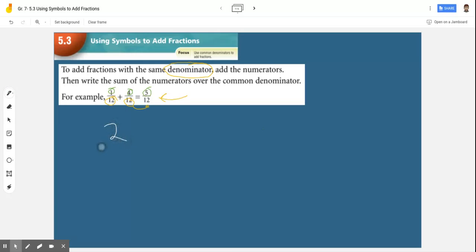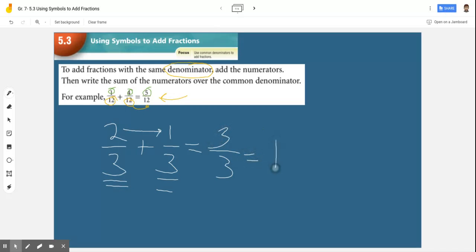If I have 2/3 and I'm going to add 1/3, my common denominators are 3. They're exactly the same, so the denominator stays the same. Then I just add the 2 plus the 1, and I get 3. And then, of course, we would simplify if the opportunity arises.